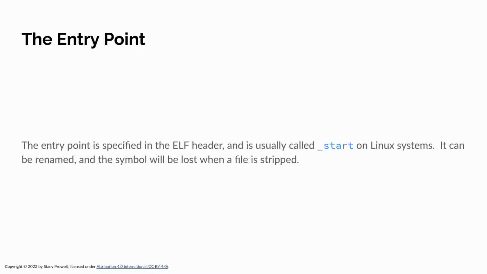The entry point is specified in the ELF header. It's usually called _start, but it can be renamed. And on most things on your system, you won't find it because the file will have been stripped. So how do you find the entry point? Well, you look at the ELF header. The ELF header specifies an address. Once you know where the program has been loaded, what that offset is, you just add that address to the program offset. That's the address at which your program is going to start.